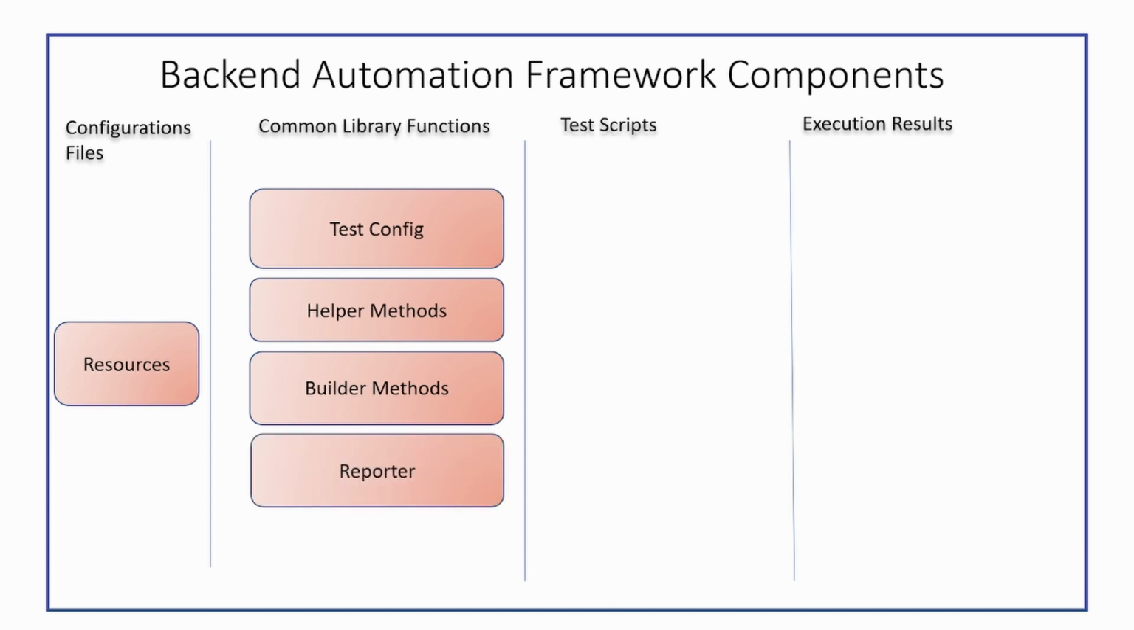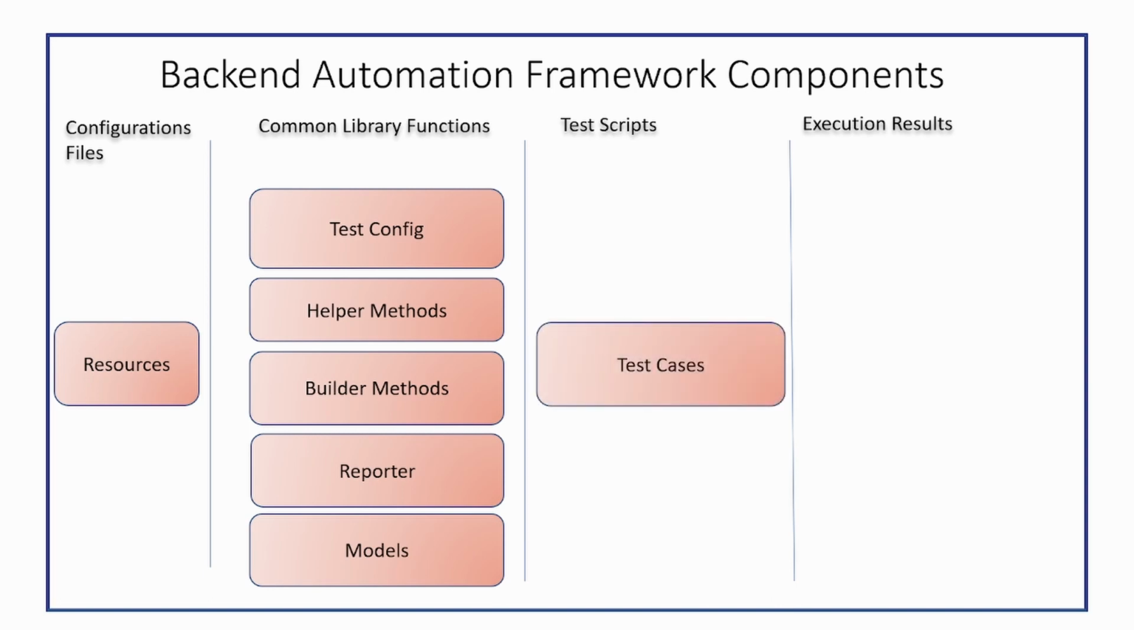Then next is the reporter. Under this reporter package, we will have reporter classes or functions. Next, we have models. Inside this component, we'll have the POJO classes for the request bodies. Now coming to the test scripts, we'll have the test cases, and in case you're using a Maven project, this will be under the test folder. Then next we have execution results, which will be created in the execution results folder.